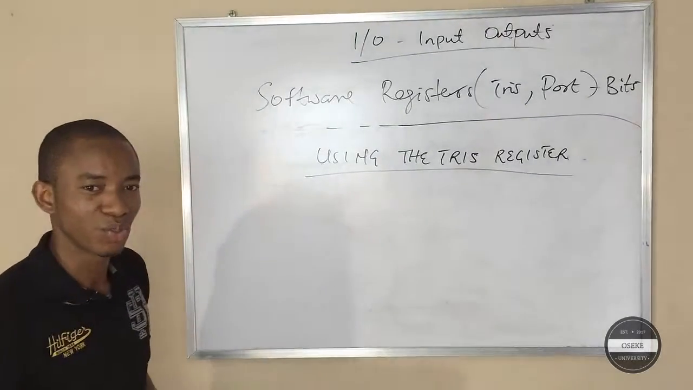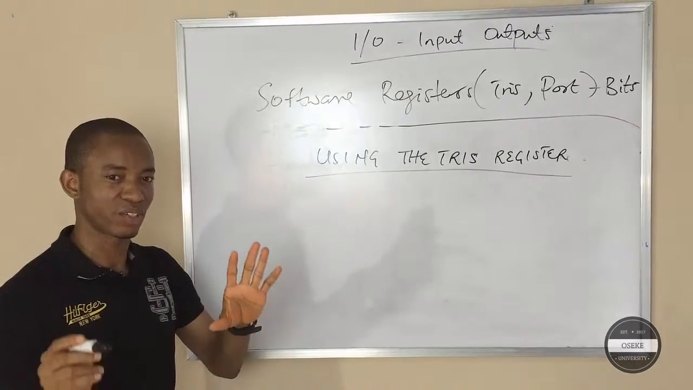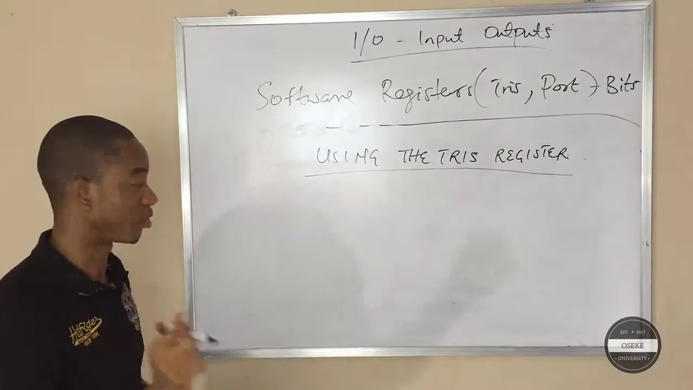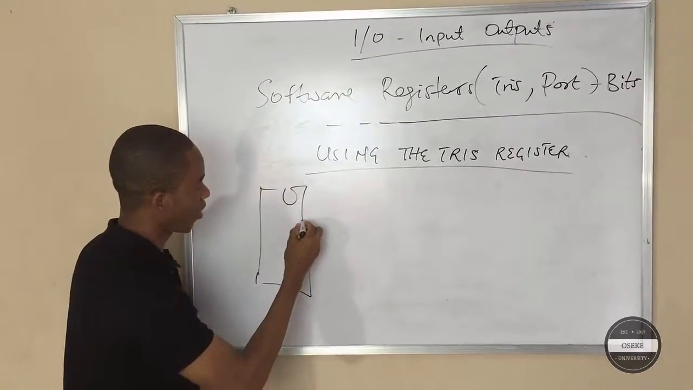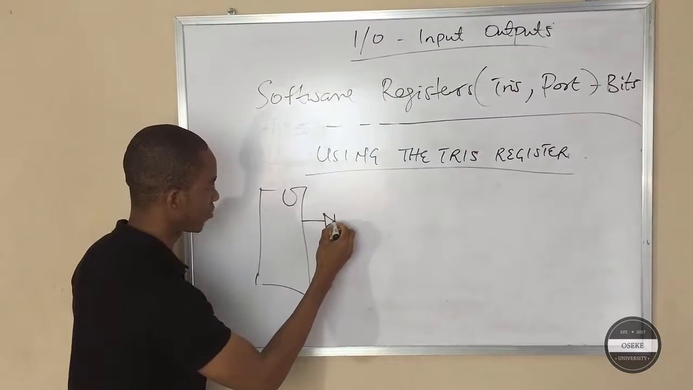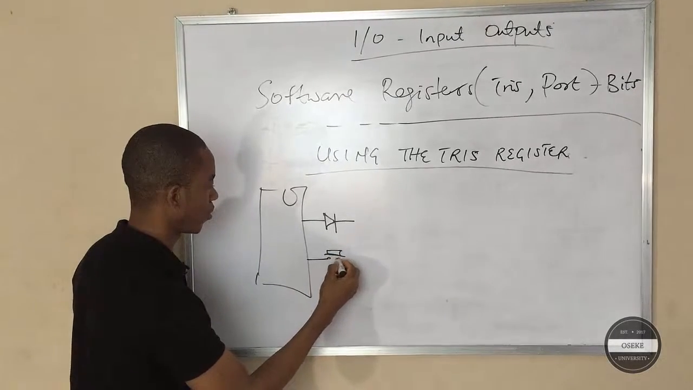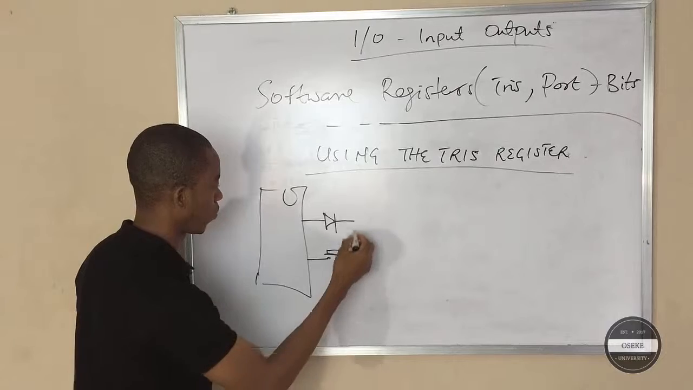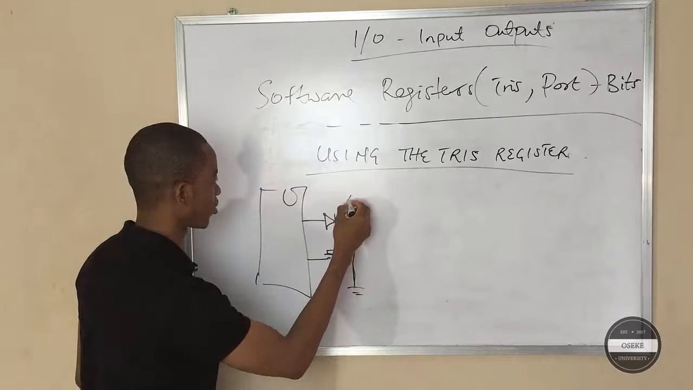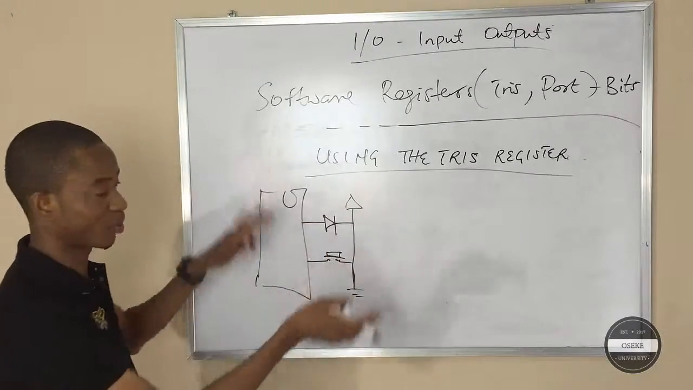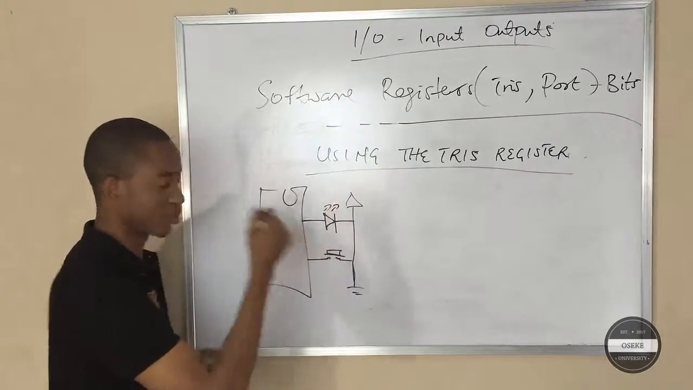Alright, so now you're going to learn how to use the trace register. How to use the trace register is very simple, but you need to pay attention to this. Let's assume I have a microcontroller here, and I want to connect an LED to this point, and I want to connect a switch. Let's just assume this is what is there: an LED and a switch.